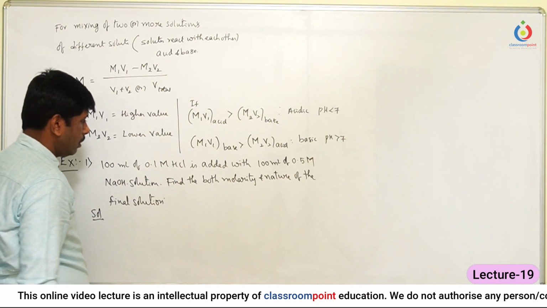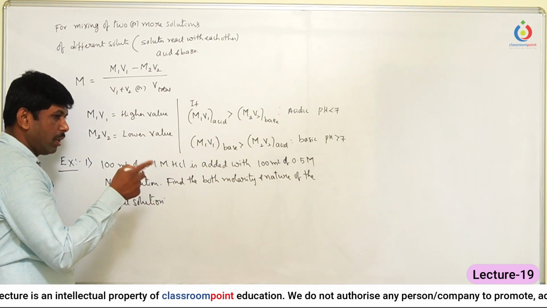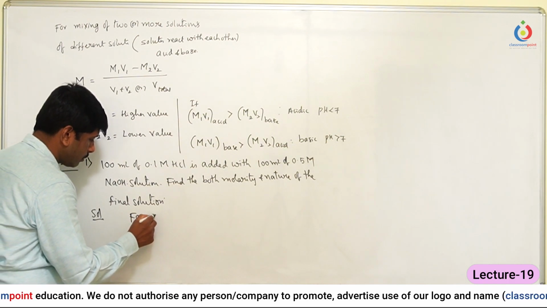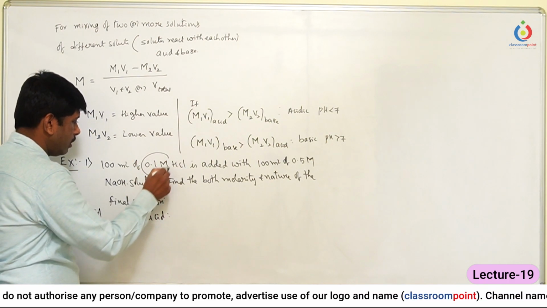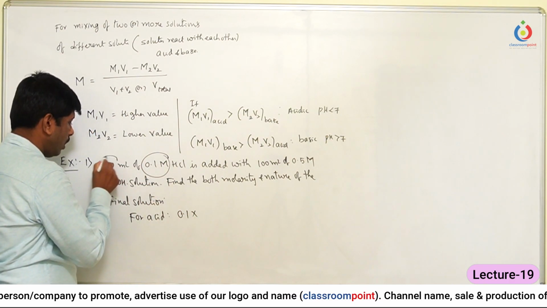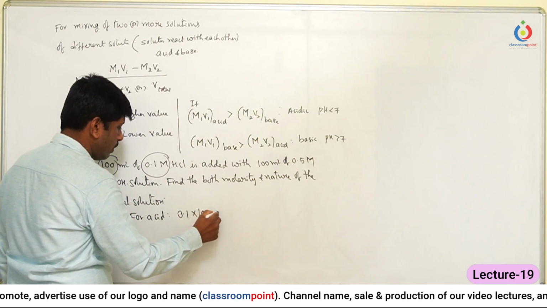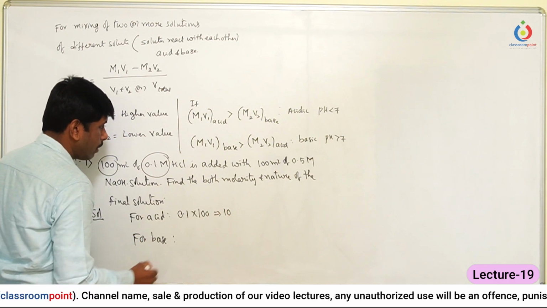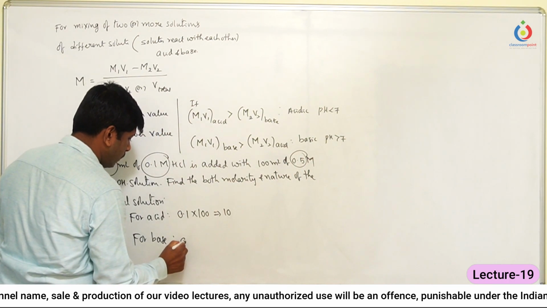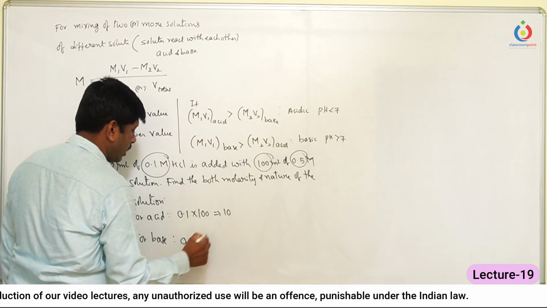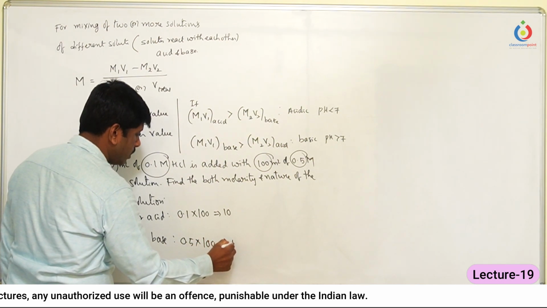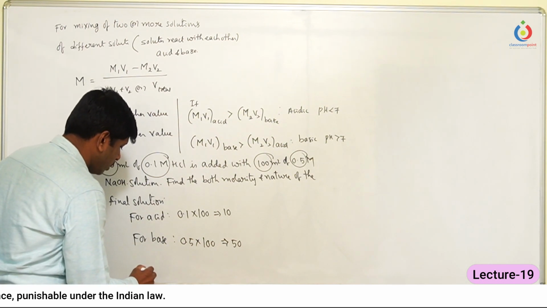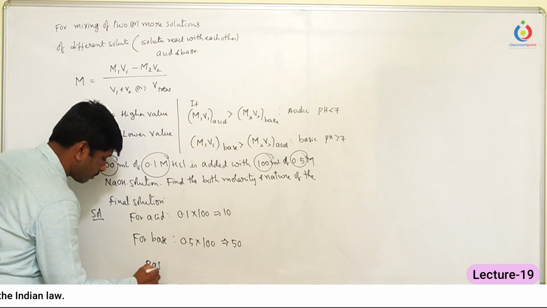So solution now. First of all, let us multiply the molarity and volume of the acid and base separately. For acid, molarity 0.1, volume 100, so this value equals 10. And for base, molarity 0.5, volume 100, so this value equals 50. Whose value is higher? Base value is higher. So the nature of the solution is basic in nature.